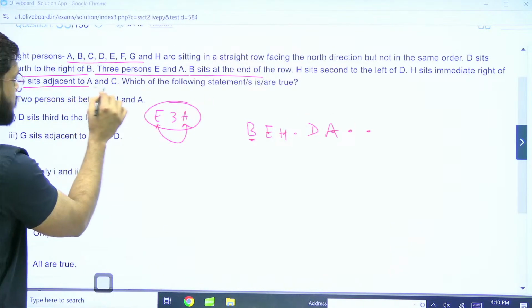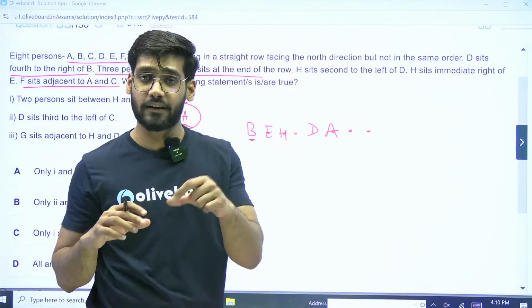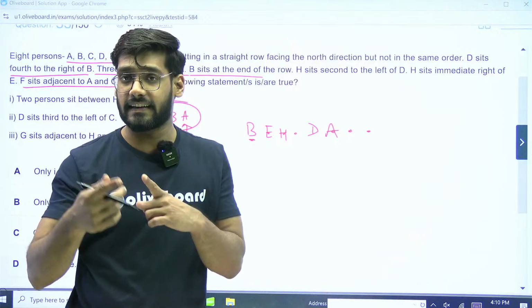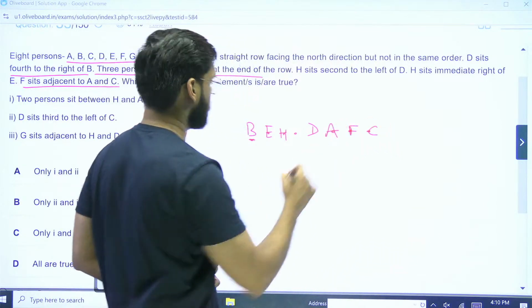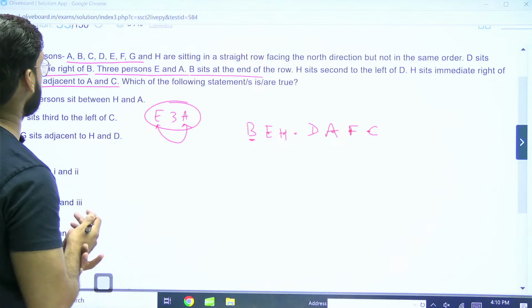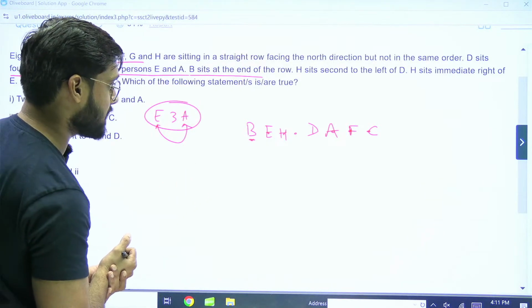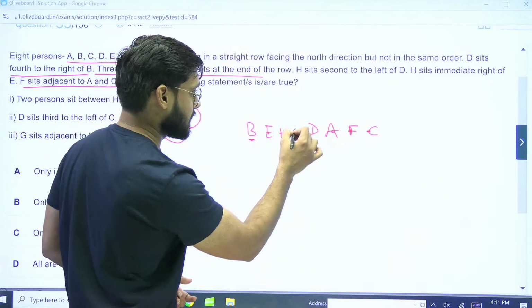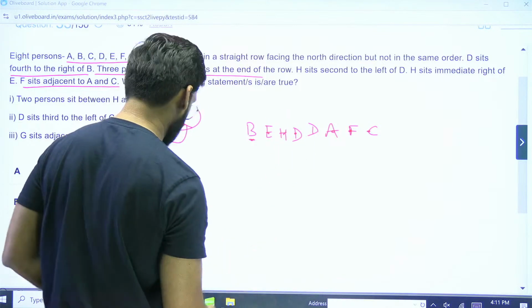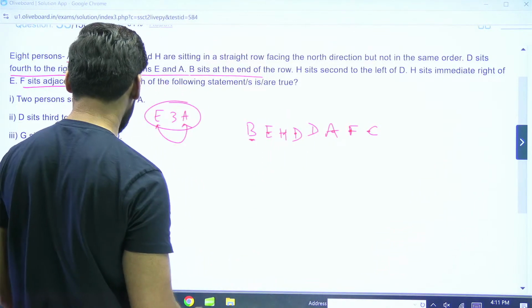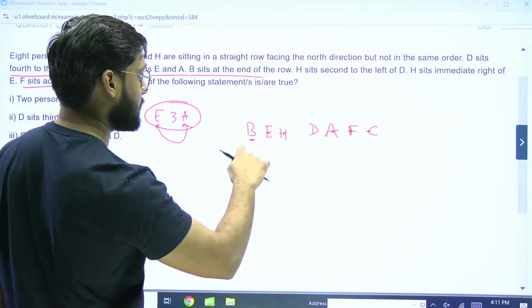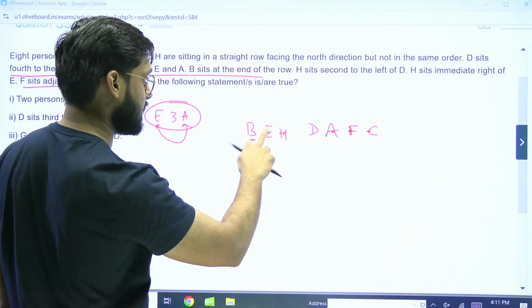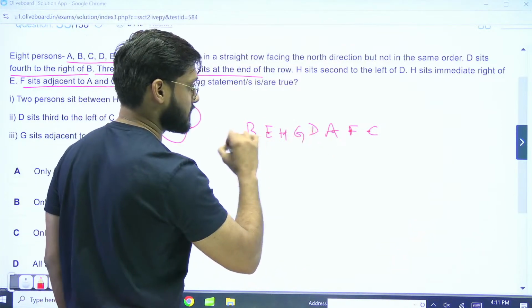F adjacent to A and C. F is adjacent to 2 persons, that is A as well as C. So F will come between A and C. So F is here, C is here, and one person is remaining. A, B, C, D, E, F, G is remaining. No, not D, D is already fixed. So G will come over here.